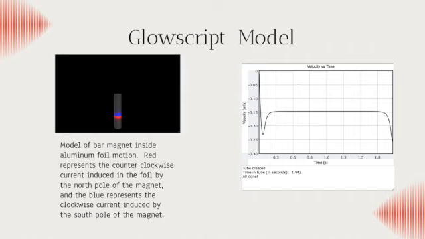Here's the result of the GlowScript model in the picture of the bar magnet and the tube. The red represents the counterclockwise current induced in the foil by the north pole of the magnet, and the blue represents the clockwise current induced by the south pole of the magnet.